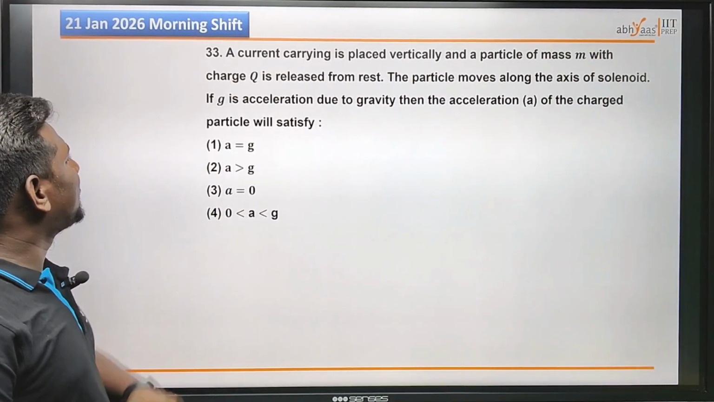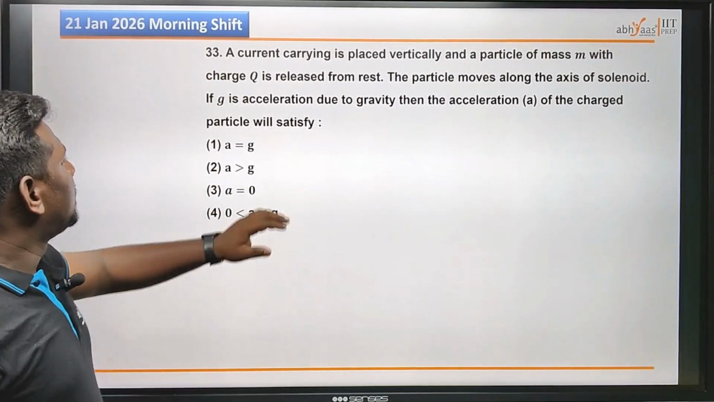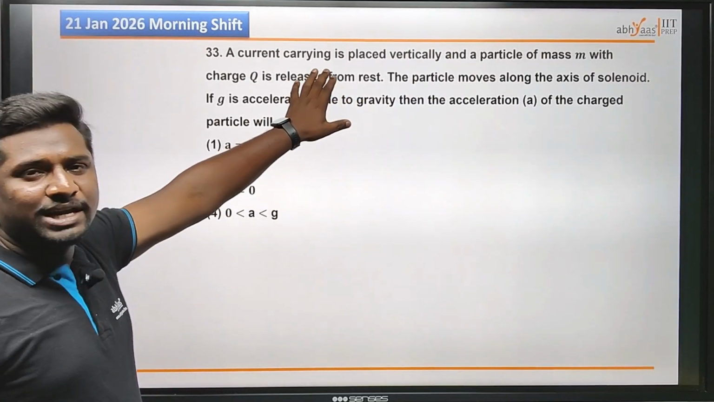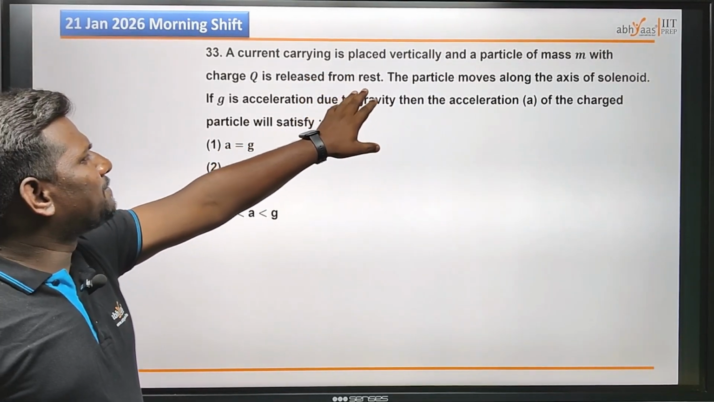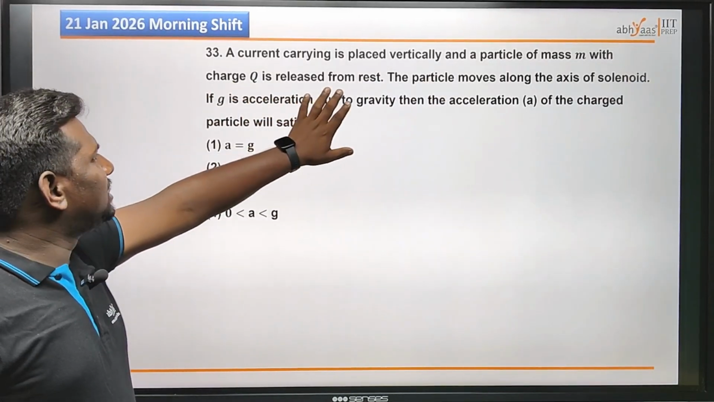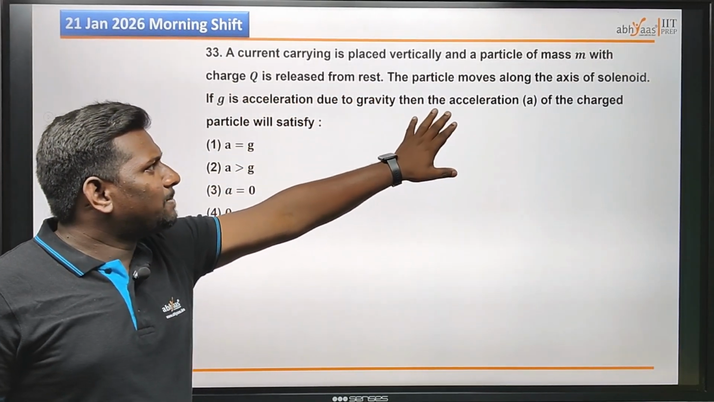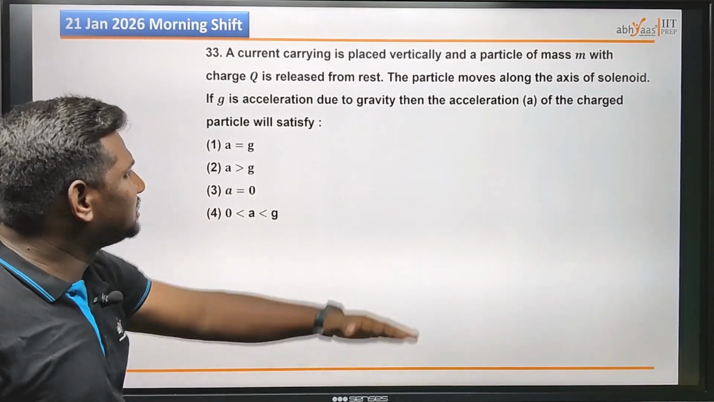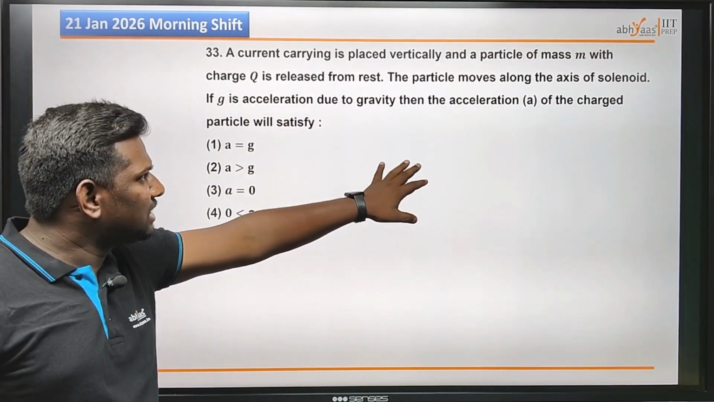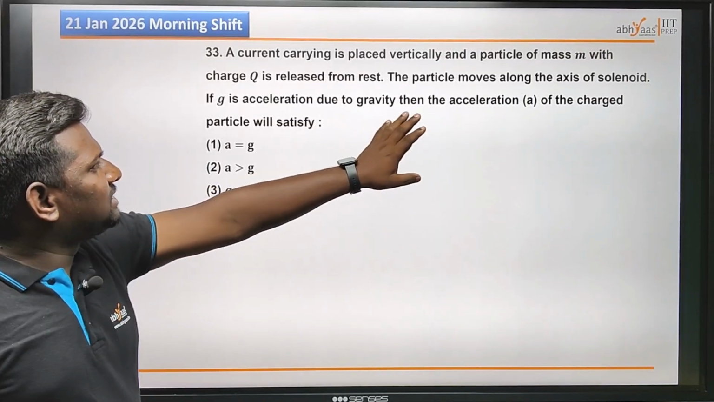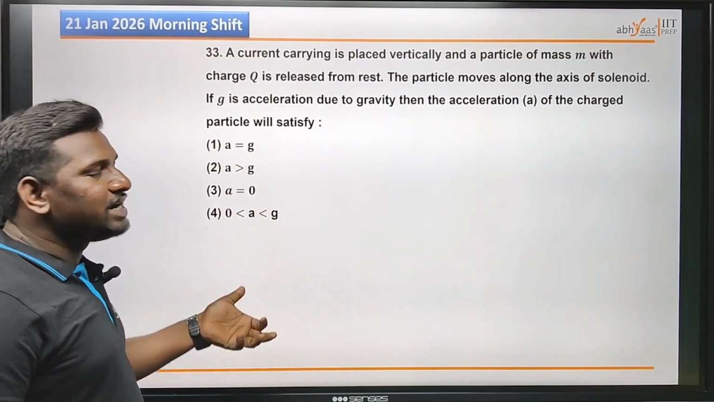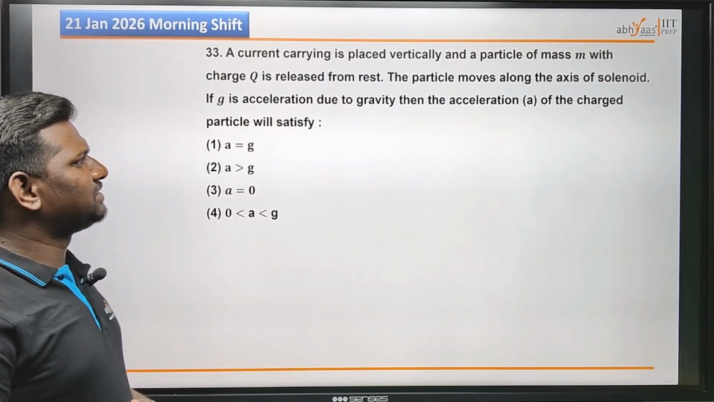So next one, see here, question 33. A current carrying solenoid is placed vertically. A particle of mass m with charge q is released from rest. The particle moves along the axis of the solenoid. If g is the acceleration due to gravity, then the acceleration of the charged particle will satisfy what condition between a and g?